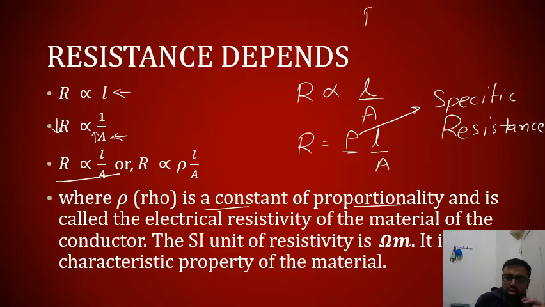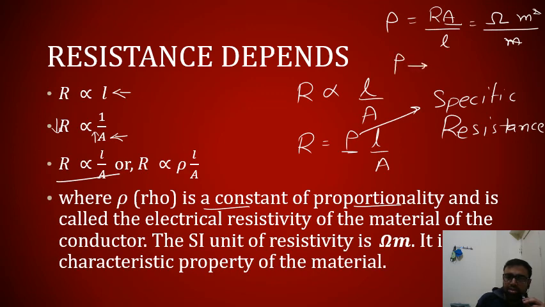How can we do this? Rho is equal to RA upon L. So what is the unit of resistance? Ohm. Unit of area, meter square. Unit of length is meter. So here we will get the unit for resistivity as ohm meter. That is the SI unit of the resistivity. So it is a property of the material.